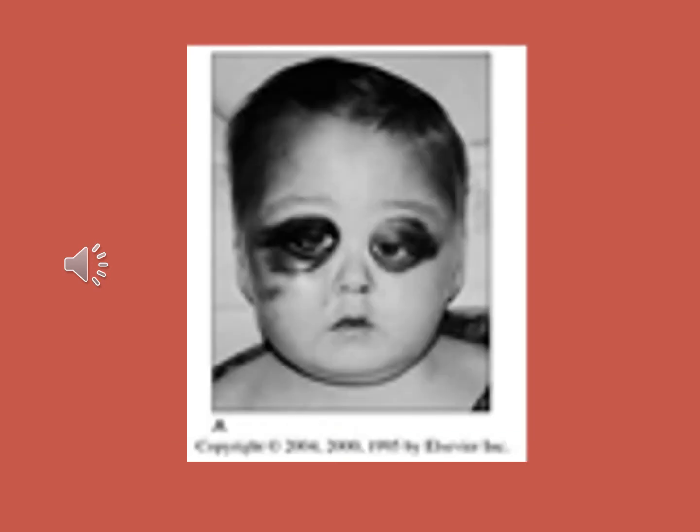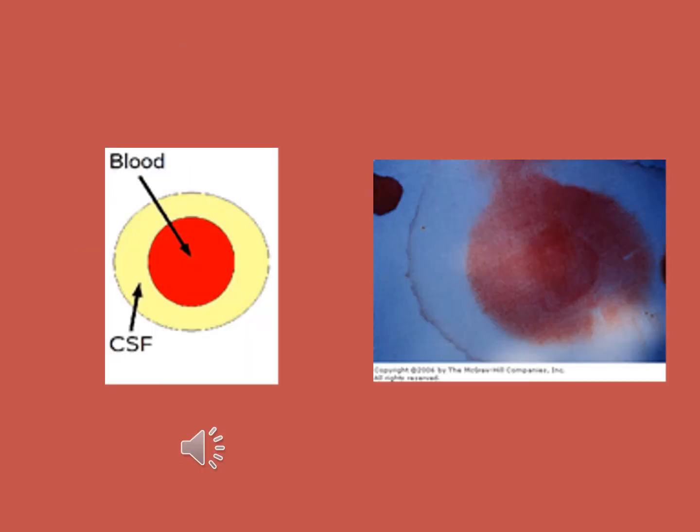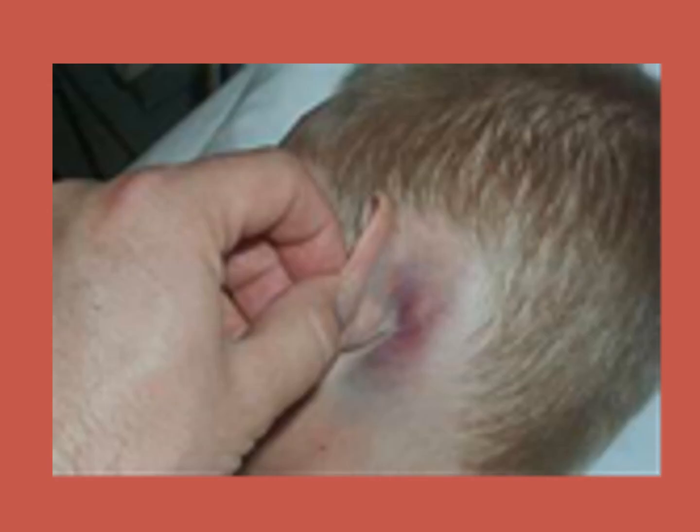This slide is just an example of the ecchymosis that you could see around the eyes, and the next slide is the example of the ecchymosis you could see behind the ear when you have a skull fracture. This slide is just showing an example of testing for glucose if you have rhinorrhea or otorrhea, how the test strip will test positive for blood, and CSF fluid if that is part of your signs and symptoms.